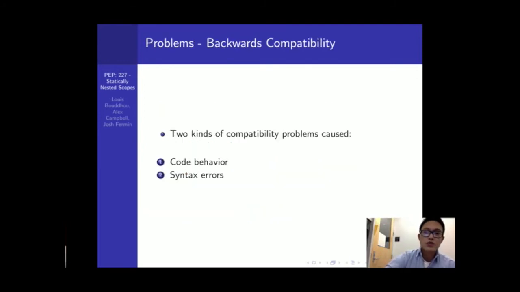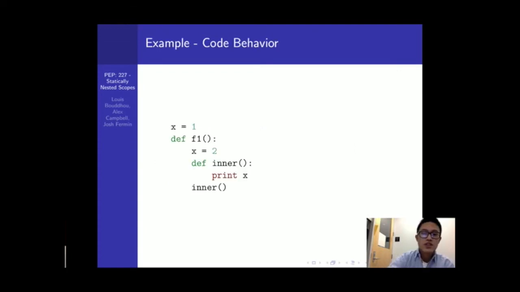And on to backwards compatibility. Two kinds of compatibility problems are caused. One is code behavior before and after the change, and syntax errors being caused after the change. This first example shows how code behavior will change because of this PEP. Before this PEP, it would print 1 because the inner scope would not get the scope of the f1 function. After this PEP, it will print 2 because it will now inherit the scope of the f1 function.